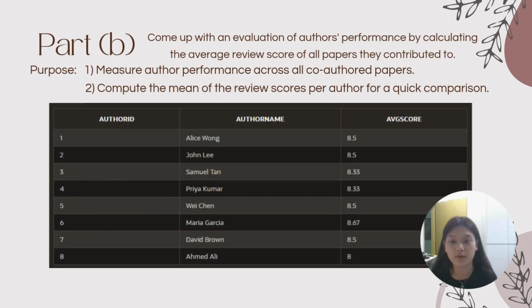So this query provides an evaluation view for authors by calculating the average review score across all the papers each author has contributed to. It's designed to summarize performance at the author level, so teams can quickly compare how different authors and co-authors fare on average, even when some of their papers have not been reviewed yet. For those papers that have not been reviewed yet, you'll just see a null average until a review exists.